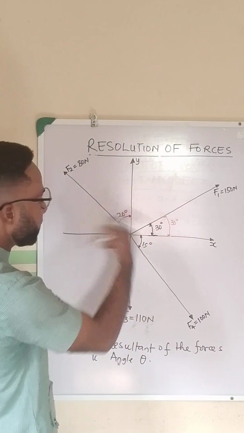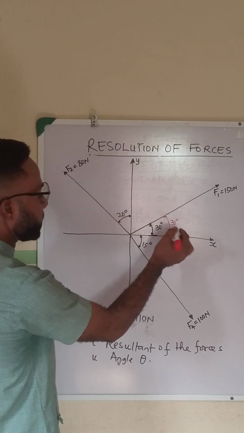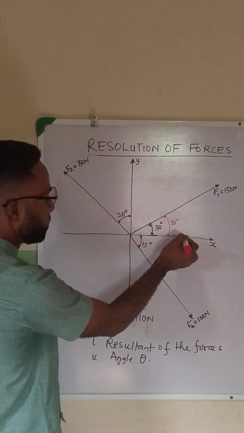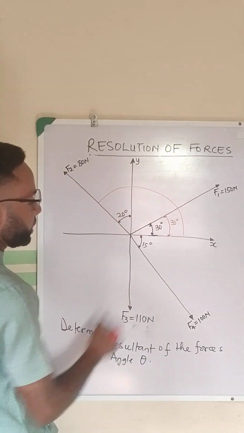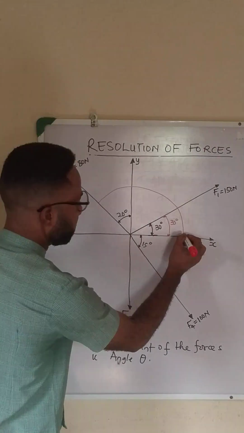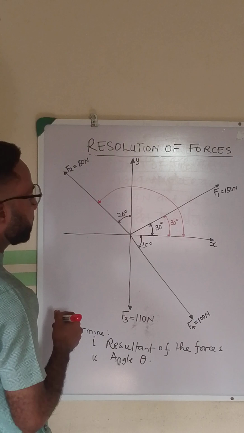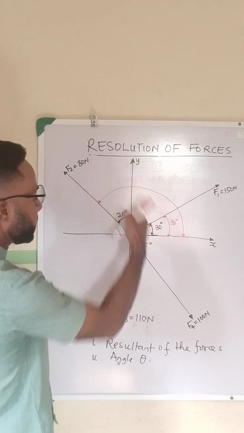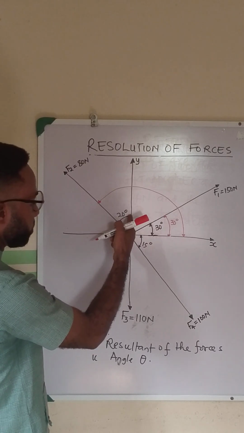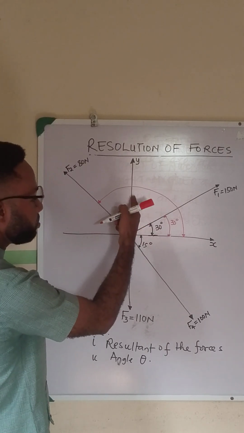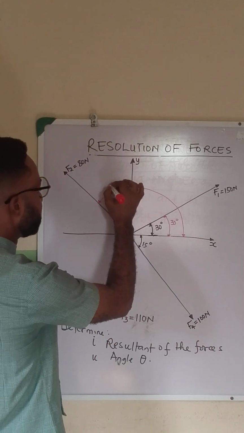F1. Now for force F2, we are going to take the angle from the positive side of x to where the force is. I want to use a new marker so that we see what is happening. So we take it from the positive side of x to where F2 is, and let's find out what the angle is. From here to here is 90 degrees, and we've been told that from here to here is 20. So 90 plus 20 will give us 110 degrees.